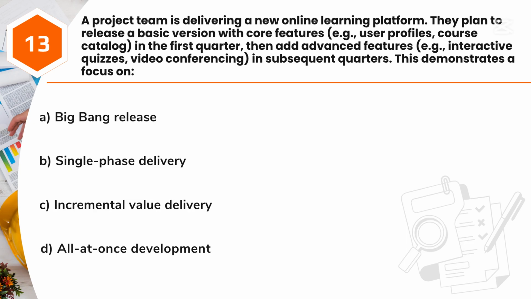Question 13. A project team is delivering a new online learning platform. They plan to release a basic version with core features, e.g., user profiles, course catalog, in the first quarter, then add advanced features, e.g., interactive quizzes, video conferencing, in subsequent quarters. This demonstrates a focus on A. Big bang release. B. Single-phase delivery. C. Incremental value delivery. D. All-at-once development.